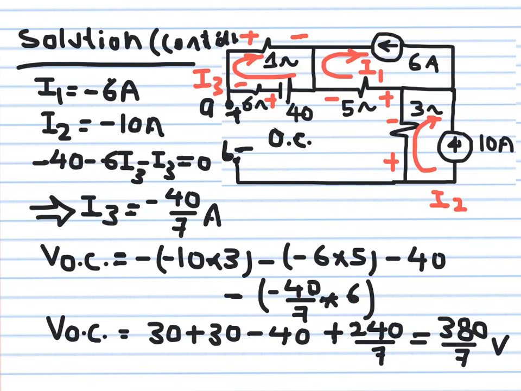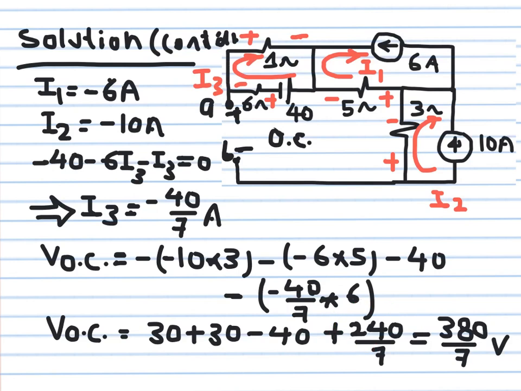Okay? But remember, the reference directions were assumed in this direction, this direction, this direction. All of them in the clockwise direction. If you sum all these, this will give you here 30. This will give you another 30. This will give you minus 40. This will give you here minus 240 over 7. Actually, minus was negative, it becomes positive. So plus 240 over 7.